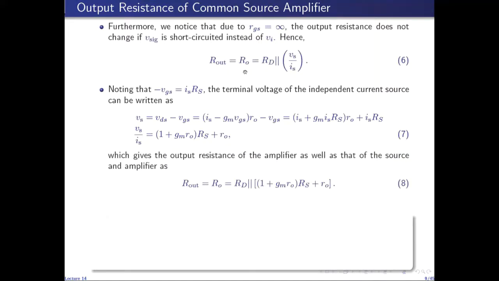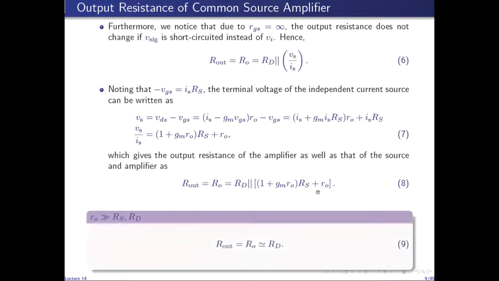So R out as well as R naught, they are given by RD in parallel with this expression. So if we assume that small R naught is much greater than RS and RD, which is a very reasonable assumption, then this term will be much greater than RD, and hence R out as well as R naught are more commonly given by this approximate expression. That is, R out, which is the output resistance of the common source amplifier, and R naught are almost equal to RD for a common source amplifier under this very reasonable assumption.